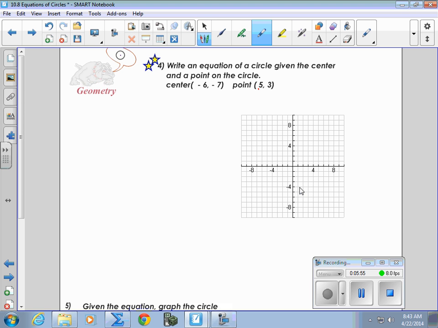We're at (-6, -7), so we have a center here. We have a point on the circle at (5, 3).